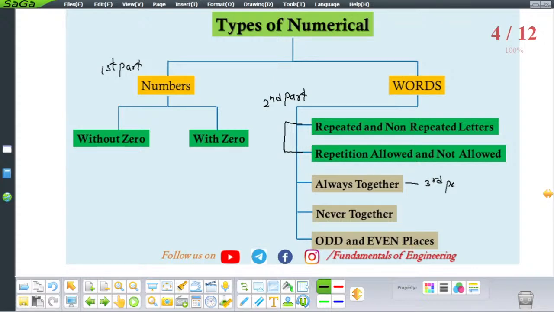So which one is always together? When the vowels are always together and when the consonants are always together. There are also some examples where some letters are underlined or marked, and based on that we have to arrange the letters. So today we are going to see the arrangement of words when vowels are always together, consonants are always together, and other letters which are underlined or marked are always together, and how we get the possible arrangements.